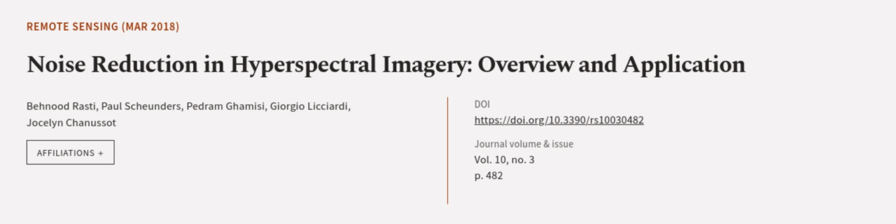Finally, it is shown that low-rank denoising techniques outperform other denoising techniques in terms of signal-to-noise ratio and spectral angle distance. This article was authored by Behnood Rasti, Paul Scheunders, Pedram Ghamisi, and others.